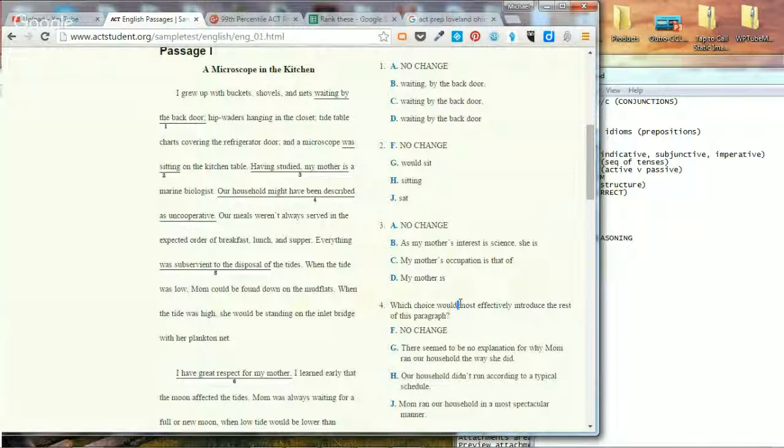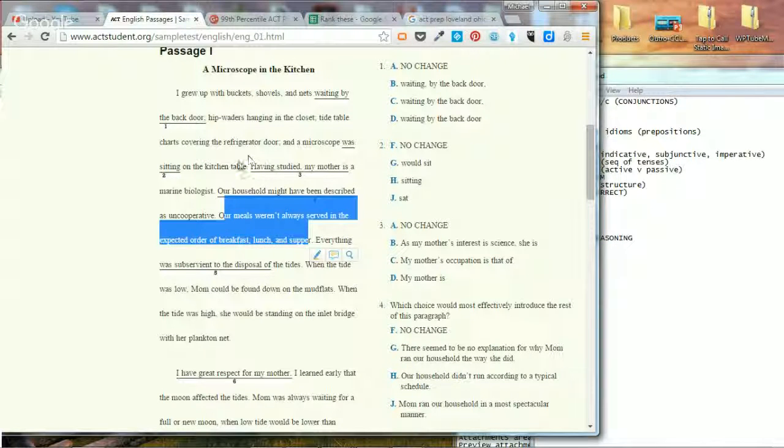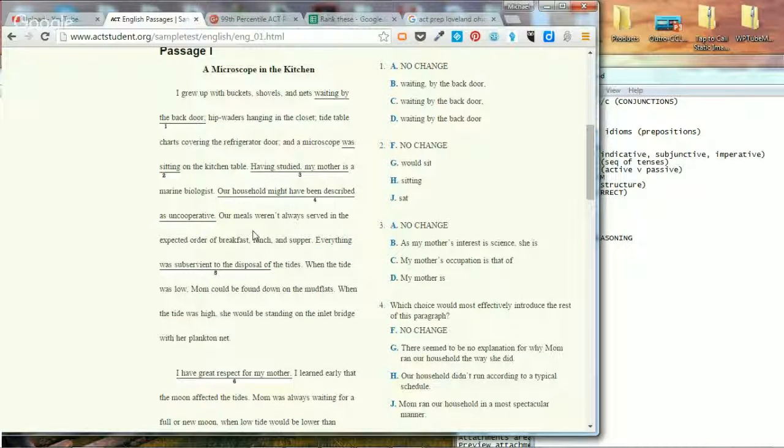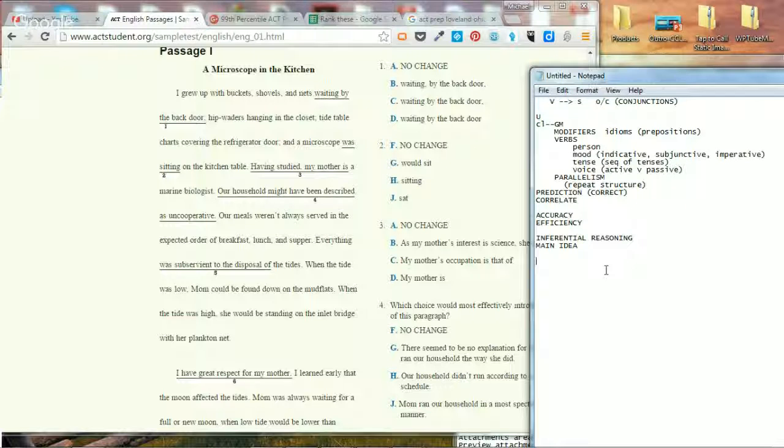For example, in number 4, if we want to introduce the rest of the paragraph, what we're doing is looking for what the sentence attaches to, before and after. You get the ideas. So how did this sentence end? How did this sentence begin? And you want an idea that would fit those 2 like a puzzle piece. So that's the grammar section.